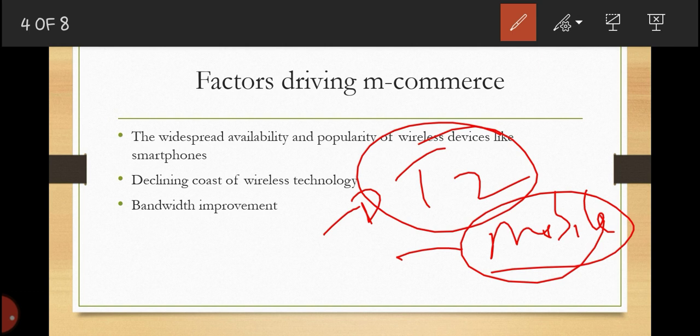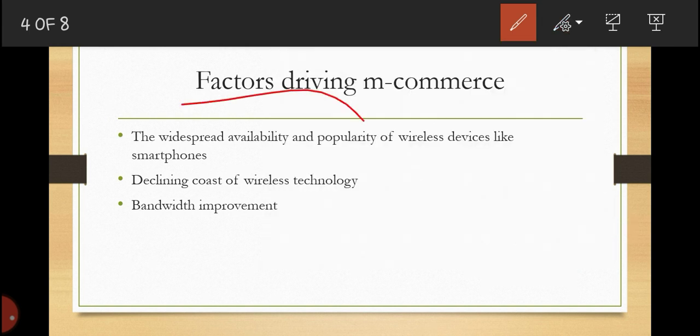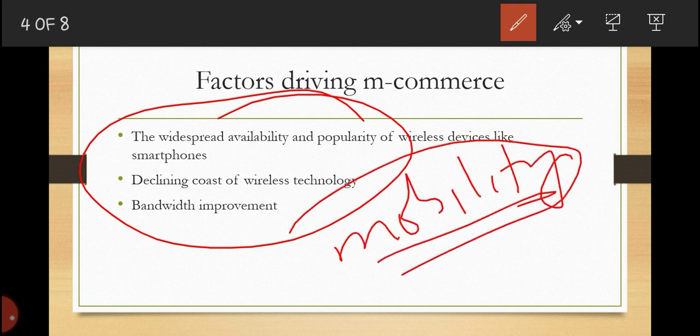Apart from these factors, the need for mobility seems to be a primary driving force behind mobile commerce applications. Among all, we have a great force, which is that people need mobility. That means you don't have to stay on your desk to do a transaction. Nowadays, you can do transactions on the move. That is what we call mobility.